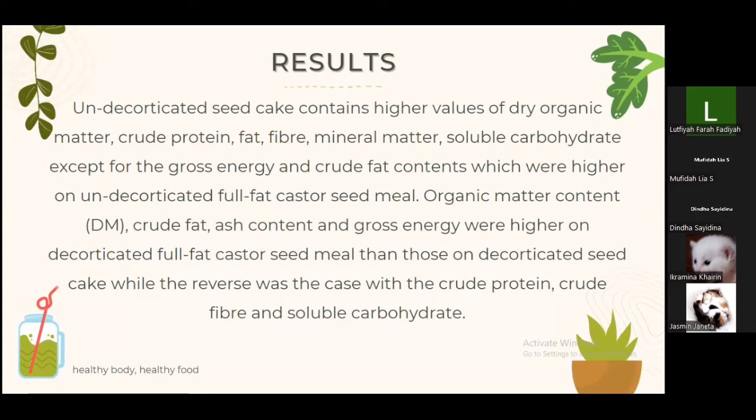Organic matter content or DM, crude fat content, and gross energy were higher in decorticated full-fat castor seed meal than those in decorticated seed cake, while the reverse was the case with the crude protein, crude fiber, and soluble carbohydrate.